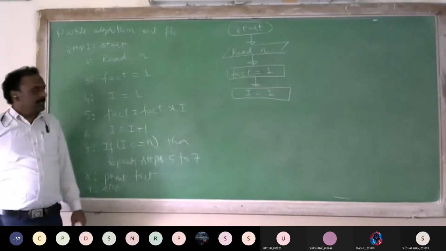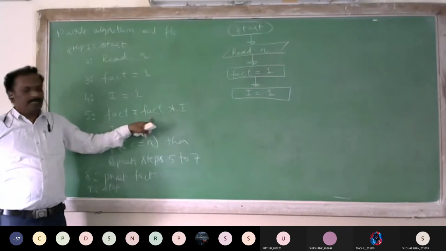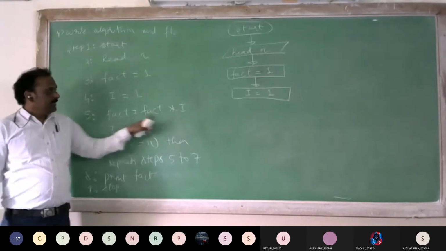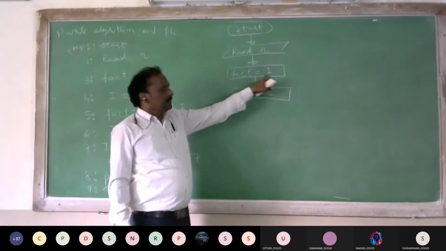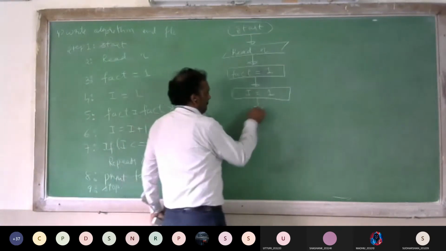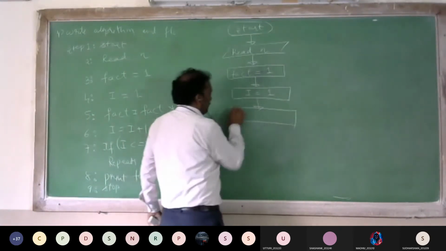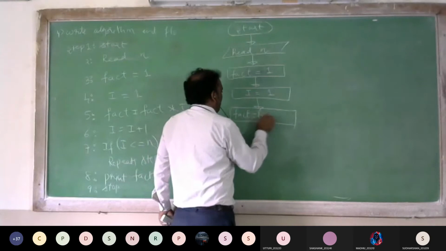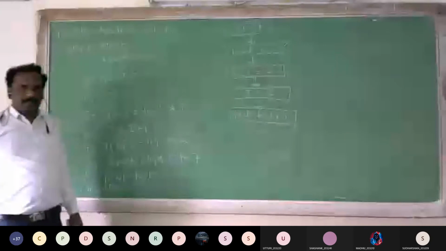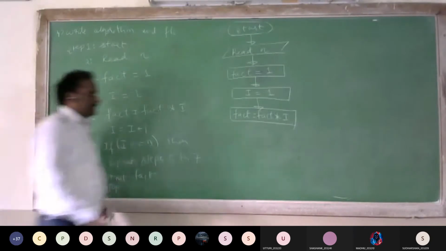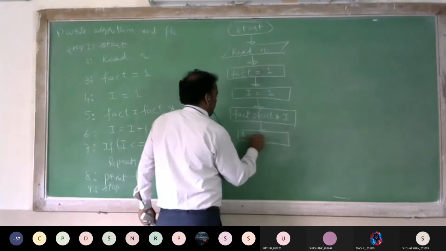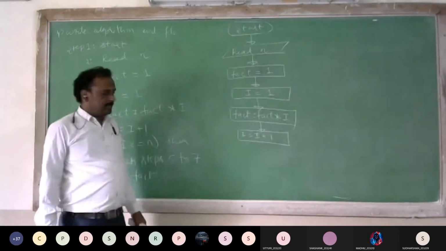Now fact is equal to fact into I. If you say this one as constant, again we cannot calculate. So what is the starting value of fact? 1. 1 into 1, 1. So the new value of fact will be 1. Calculation step, rectangle: fact is equal to fact into I. 1 into 1. So we will get the next number: I is equal to I plus 1.